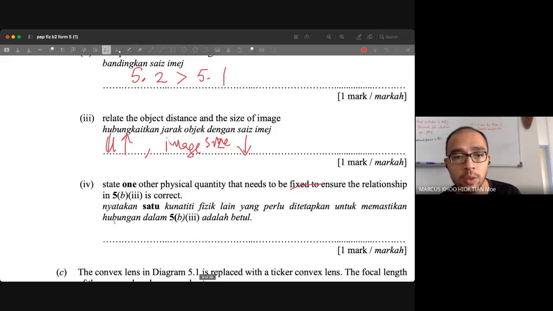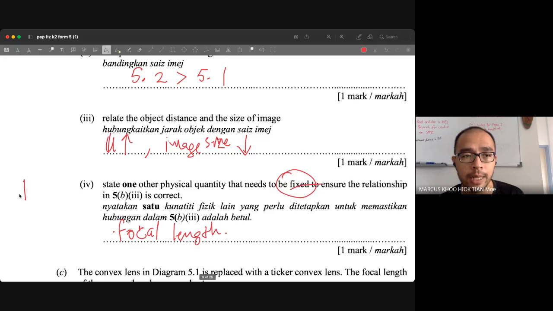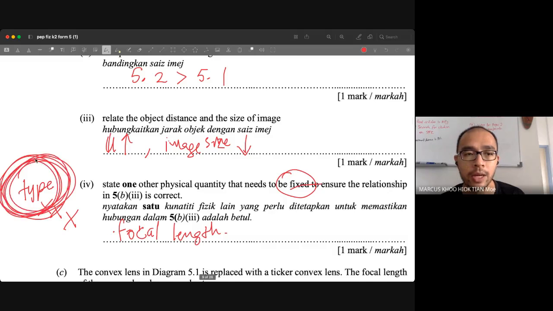Okay, state one other physical quantity that needs to be fixed. This one there's only one, which is the focal length. The focal length has to be fixed. Kamu mesti menggunakan kanta yang sama. Just remember, fixed variable, perkataan type saya tidak terima sudah. Bukan lagi saya tidak terima, satu dunia pun tidak terima sudah. Type memang tidak boleh diterima. Masih lagi ada orang yang tulis type of lens. Tak boleh.